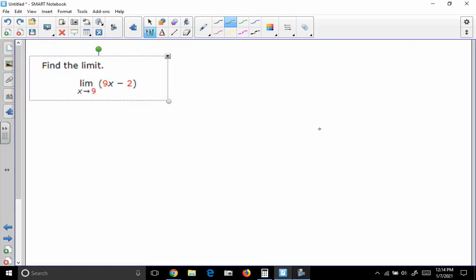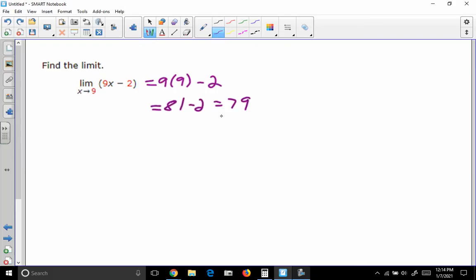So as we go on, this one doesn't ask us to do a proof. It just wants us to find the limit. And one thing they tell us is that when we have polynomials, we can find the limit by direct substitution. So replace x with 9. 9 times 9 is 81 minus 2, so we get 79. So that's our limit. We're not proving it, but even if we made a table and picked x values closer and closer to 9, we would get an answer closer and closer to 79.